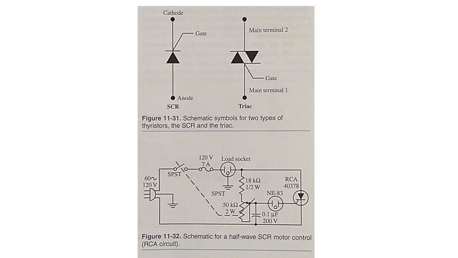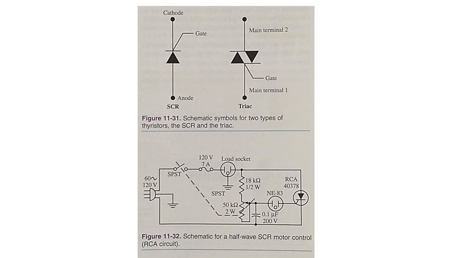Thyristor motor controls. The thyristor is a family of semiconductor devices that includes the silicon-controlled rectifier, or SCR, and the triac. These devices are used in many circuits, including motor controls to control the speed of a motor. Examine figure 11-31. A half-wave SCR motor control circuit is shown in figure 11-32. This circuit controls up to 7 amps in a universal motor. These circuits are often found in hand drills and hand saber saws.